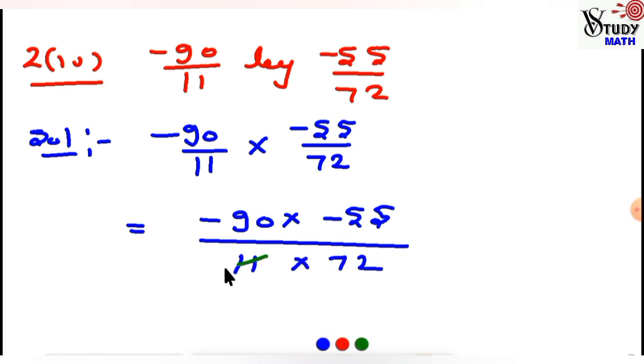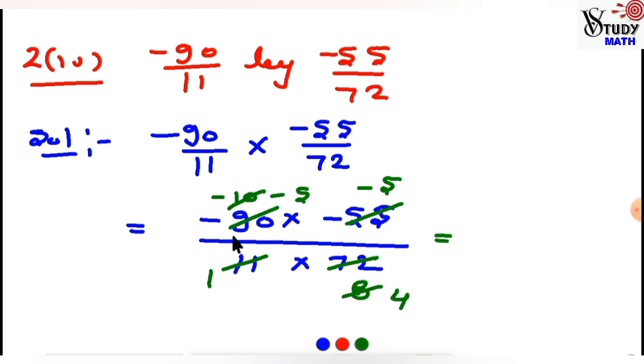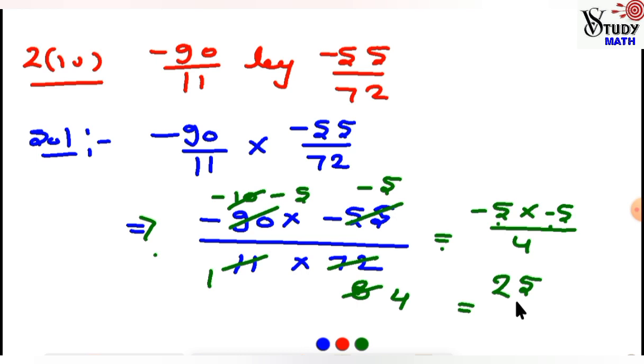So my dear students, 11 1s are 11 and 11 5s are 55, because it is a negative number, so we have negative 5. 9 10s are 90, we have negative 10 here, and 9 8s are 72, again 2 4s are 8, and 2 5s are 10. So what we have remaining here, if I apply the equal sign, then here I have to apply the arrow sign. So we have negative 5 multiply negative 5, and in the denominator we have 4. So the final answer here: two negative numbers multiply, so they become positive. So 25 upon 4 is the answer.